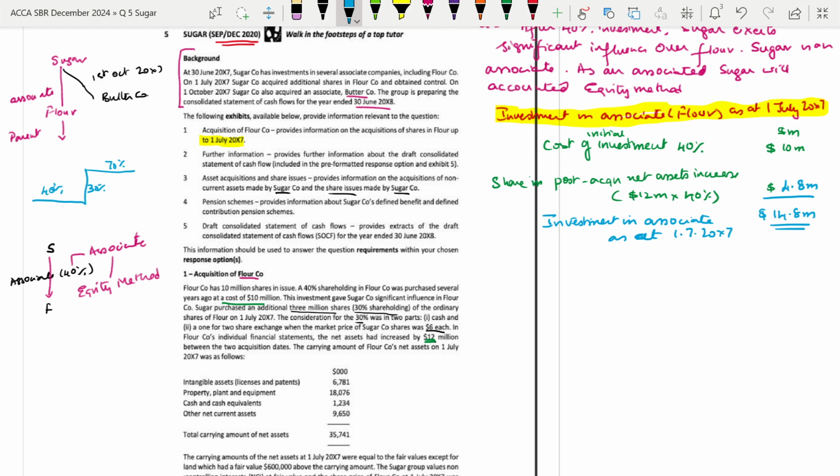Share based acquisition. Net assets. Okay, we will do this. Till here it is okay? Now, what they are doing: the investment gave a significant influence. Sugar purchased an additional 3 million shares. How have they purchased the additional 3 million shares?